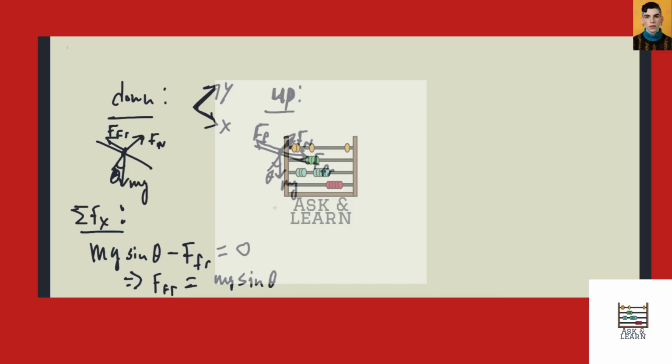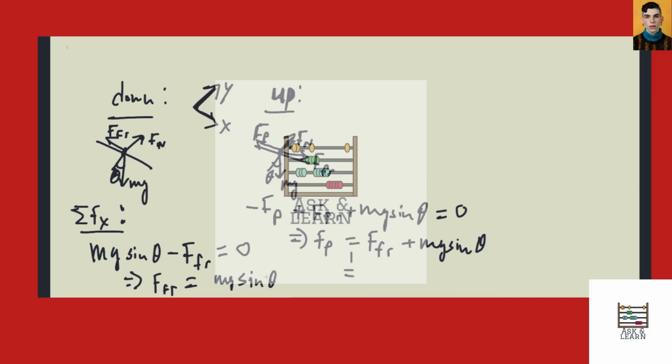Here you have negative Fp plus FFR plus mg sine theta equals 0. Therefore, applied force is force of friction plus mg sine theta. And assuming this is the same friction force acting on the bicycle cyclist system, we just replace the force of friction from here. So you have mg sine theta plus mg sine theta giving us 2 mg sine theta.